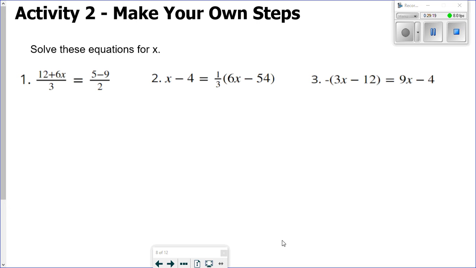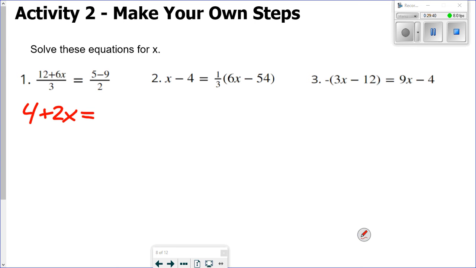Let's take a look at problem 1. So when I look at problem 1 on the left-hand side, I can tell that both 12 and 6x are in fact divisible by 3. So I'm going to go that approach and divide both of those terms by 3 first. When I divide 12 by 3, I get 4. When I divide 6x by 3, I get 2x.